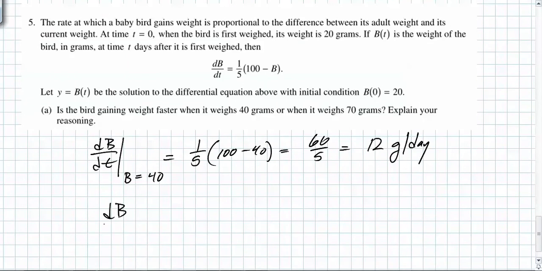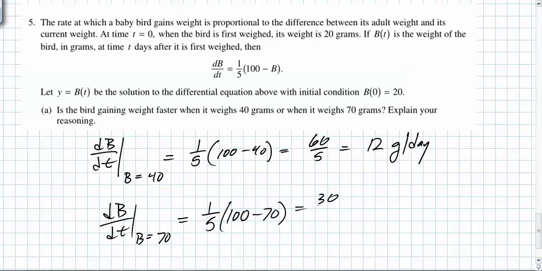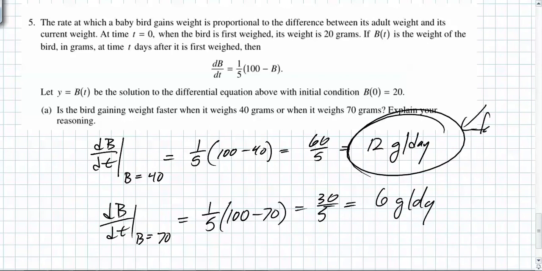And then you're doing dB/dt, where B is the weight of the bird, when B is equal to what? 70. You can say grams a day, because t is in days and B is in grams. So it's 1/5 times 100 minus 70, so that's 30 over 5, which is what? 6 grams a day. So it's gaining weight faster there. Why? Because 12 is greater than 6.